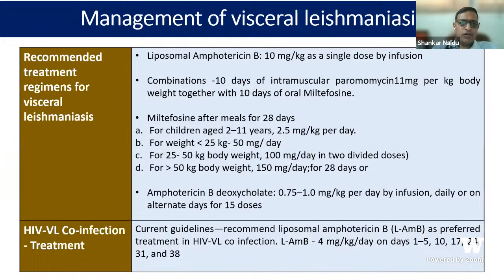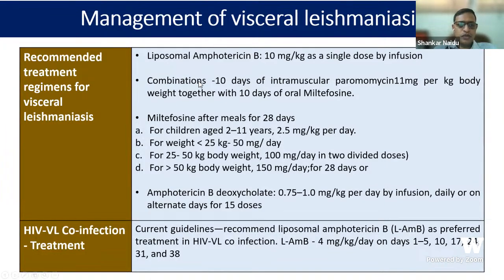So coming to the management of visceral leishmaniasis, the recommended treatment regimens include liposomal amphotericin, other compounds like paromomycin, and miltefosine. As far as the dosage of amphotericin B is concerned, the dosage and the regimen depend on the formulation of amphotericin. With liposomal amphotericin B, a single high dose of 10 milligrams per kg has been shown to be very effective in curing these patients of Leishmania infection.